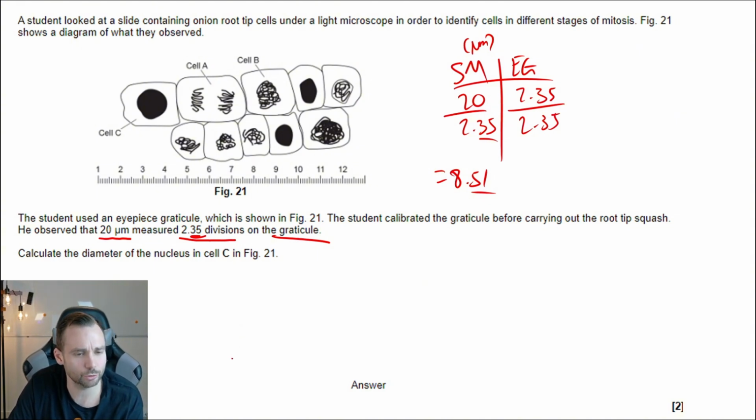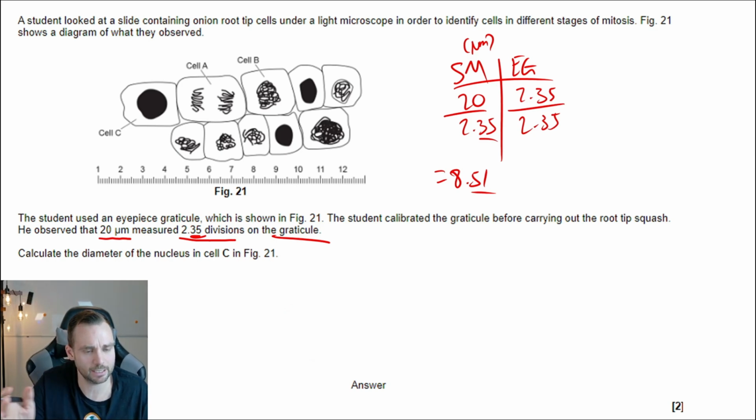And as a general rule for A-level biology, follow the number of decimal places and significant figures in the question. If they don't explicitly say, just follow. The reason why they get you to do that is because if you add extra decimal places in, you're suggesting that the graticule has a higher level of accuracy, which it doesn't.